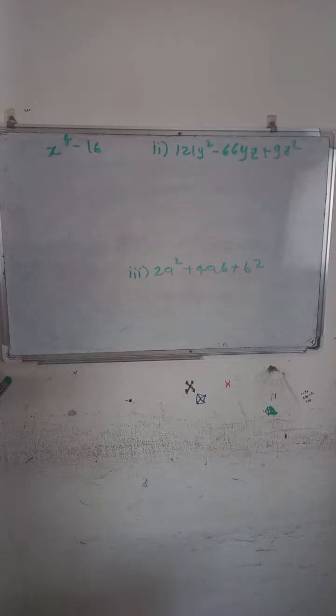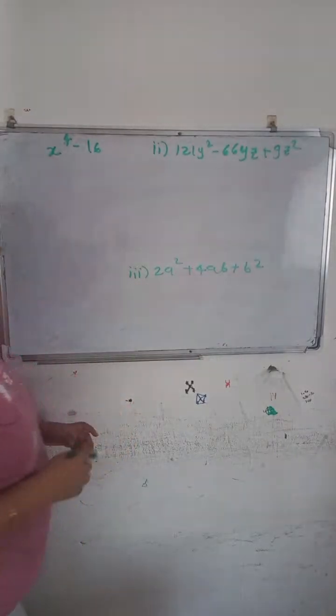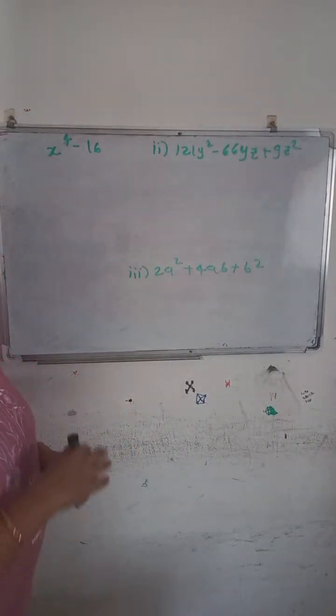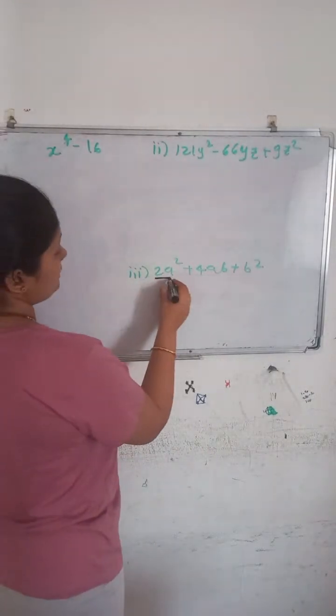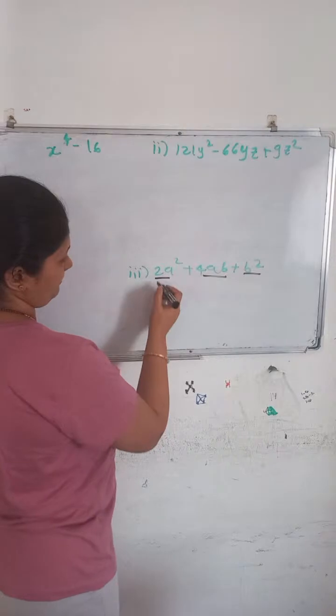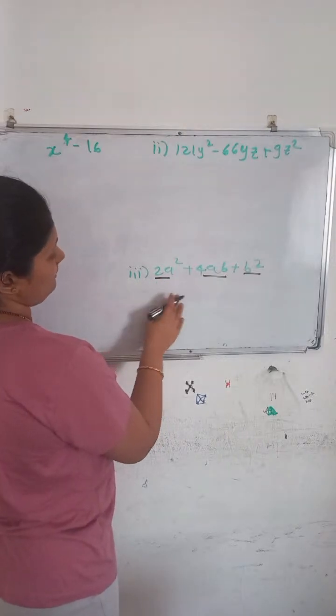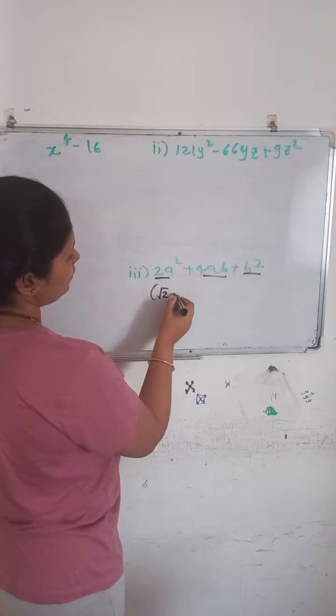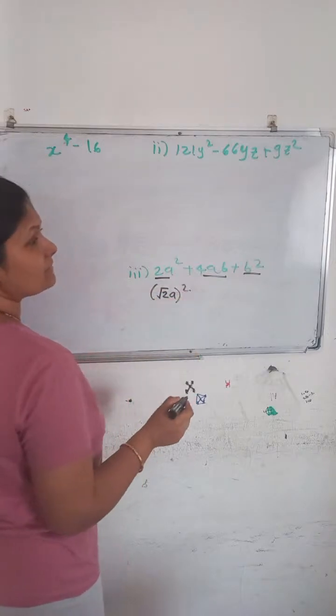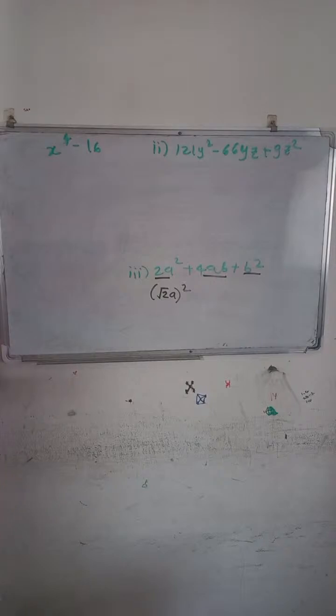So we can begin with the third one, because it is very easy. So how to solve this? Check this term and this term. This is the middle term. So 2a square, that means can I write here root 2 into a whole bracket square, because root 2 square is 2. We can't take here 4a square.